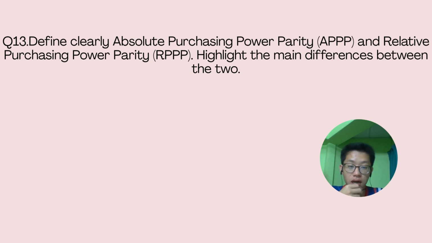Based on chapter 3, the absolute purchasing power parity states that identical goods should have the same price in different countries when converted to a common currency, assuming transportation costs and trade barriers are low. The relative purchasing power parity focuses on the exchange rate over time, linking it to the different inflation rates between two countries. Unlike absolute purchasing power parity, which compares absolute price levels, relative purchasing power parity explains why a currency appreciates or depreciates based on the inflation differential.